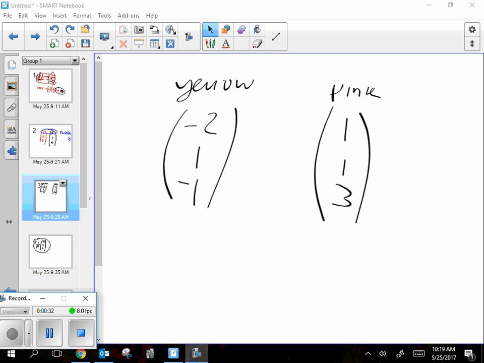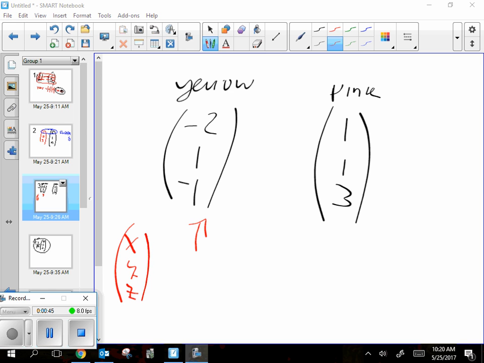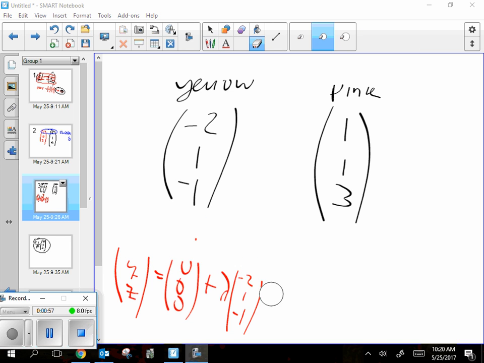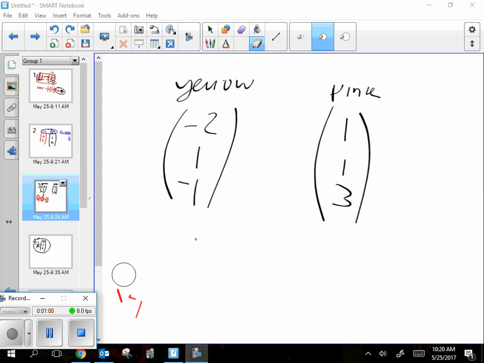So this is the yellow vector and the pink vector. That means that they started at 0, 0 and went to this spot. And you don't need to write it this way, X, Y, Z with 0, 0, 0 plus -2, 1, -1, but you could if you wanted to. So anyway, that's two different vectors. And then I asked them to find the angle between them. So right now they're just wrapping up that part.